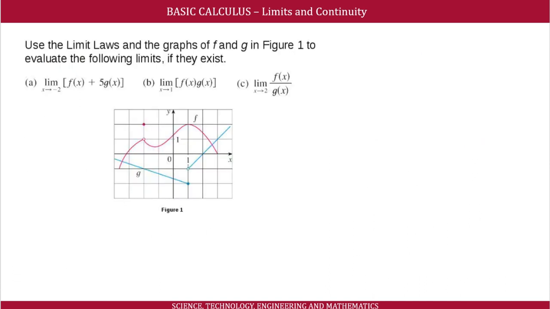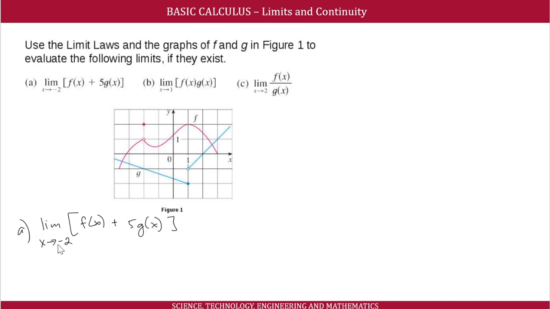Okay. So use the limit laws and graphs of f and g in figure 1 to evaluate the following limits. Take a look. We have letter A: the limit of the function f of x plus 5 times g of x as x approaches negative 2. So limit laws. What will be the limit of f of x? F of x here is the pink graph, and g of x is the blue.